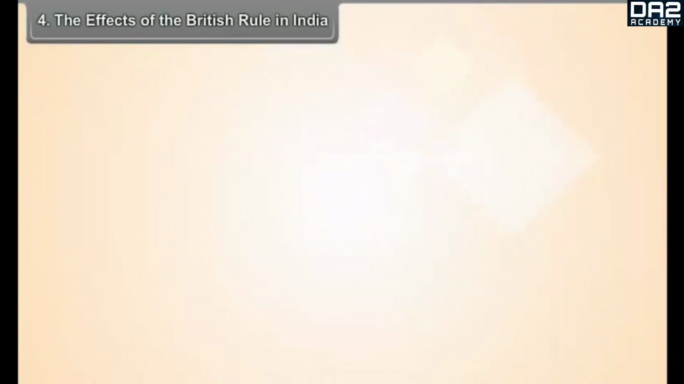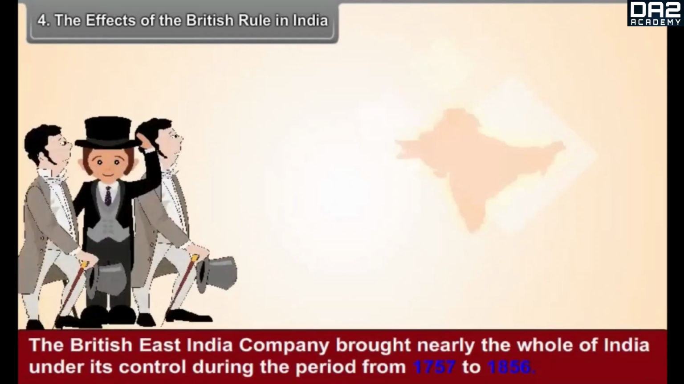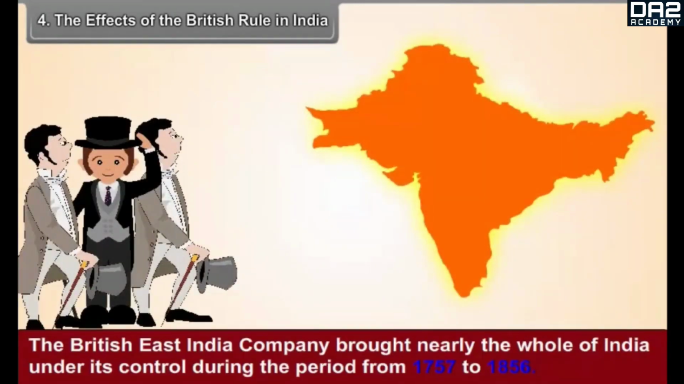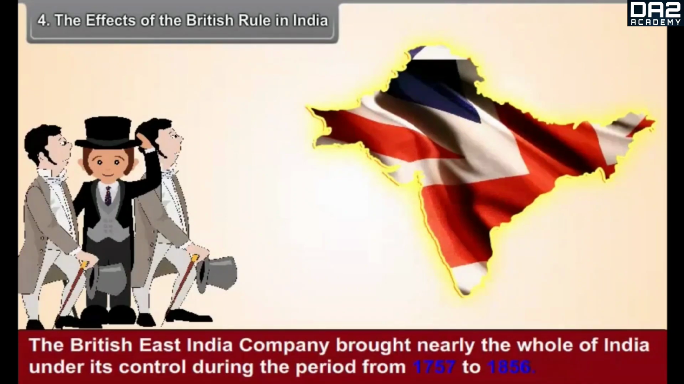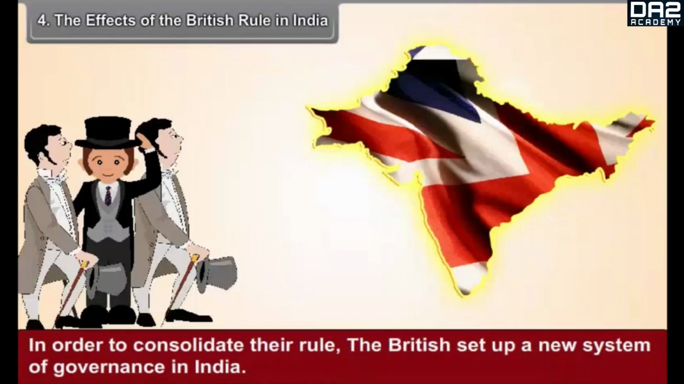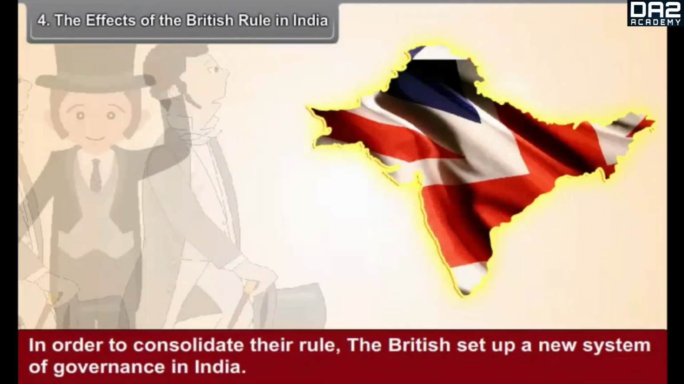Chapter 4: The Effects of the British Rule in India. The British East India Company brought nearly the whole of India under its control during the period from 1757 to 1856. In order to consolidate their rule, the British set up a new system of governance in India. We shall study it in this lesson.